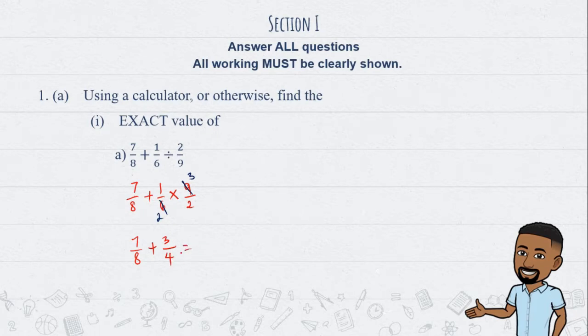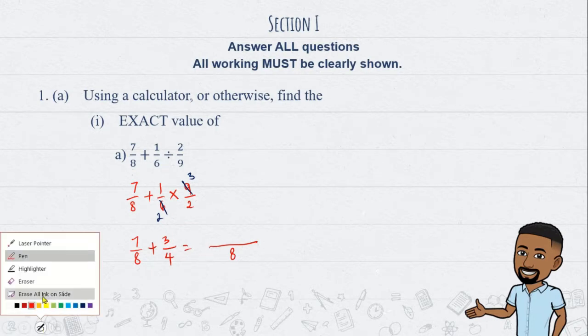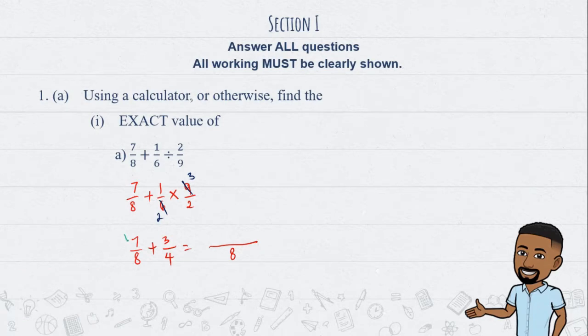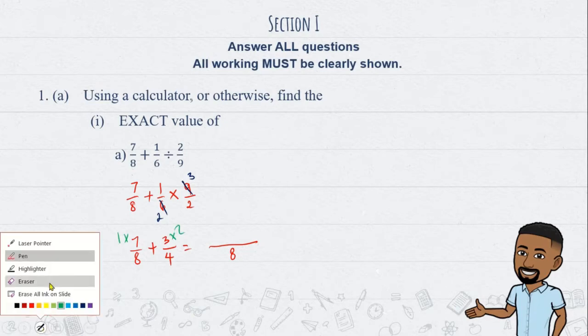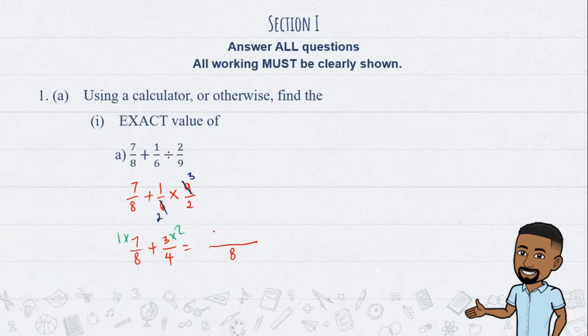And we can find the LCM since these denominators are different. The LCM is 8, because both numbers can go into 8 without leaving a remainder. 8 into 8 goes 1 time, and 4 into 8 goes 2 times. So now we have new numerators to work with. So it's 1 times 7, that's 7, plus 3 times 2, that's 6.